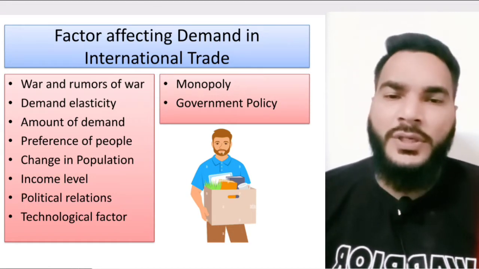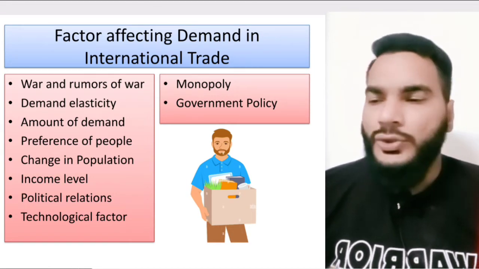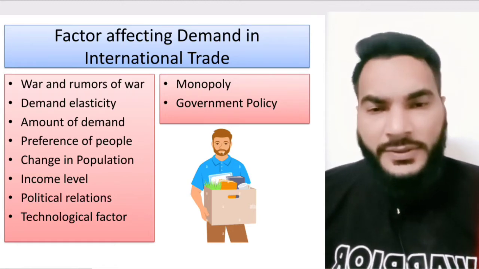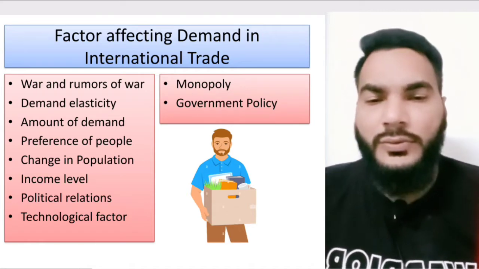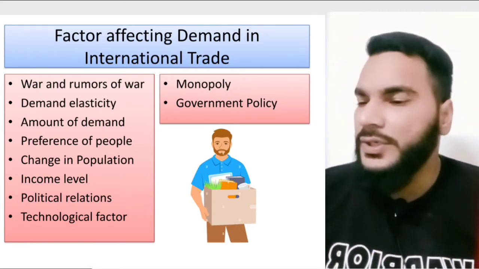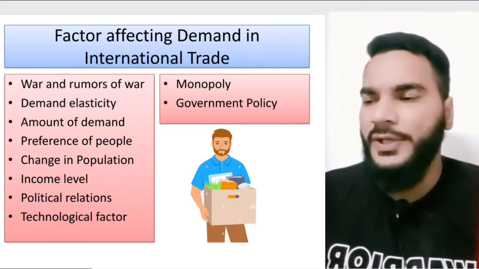If we are following the free trade policy, there are no different taxes, no different charges, so you will get the product at the same rate. So it will increase your international trade as well. Let us move on to the next slide.